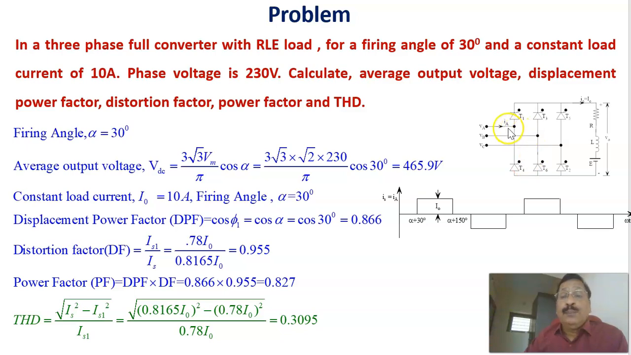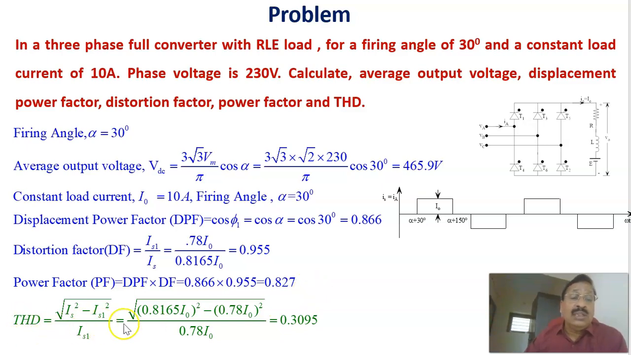Therefore, the total input power factor is the product of the displacement power factor and the distortion factor. Actually, it is the ratio of the fundamental active power to the apparent power. It is the product of the displacement power factor and the distortion factor, which is 0.866 into 0.955, equal to 0.827. So the input power factor here is 0.827.